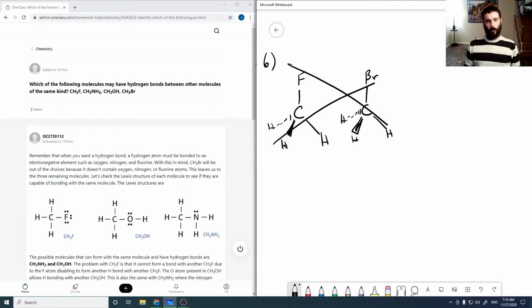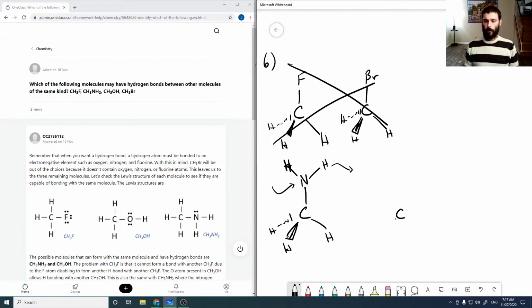If we draw CH3NH2, then it would be something along these lines. And so we do have an electronegative atom bonded to hydrogen, and so it's possible we could get some hydrogen bonding here. And so there might be some small hydrogen bonding. The only reason I say small is because this other hydrogen here is going to be in the way, but it should be possible.